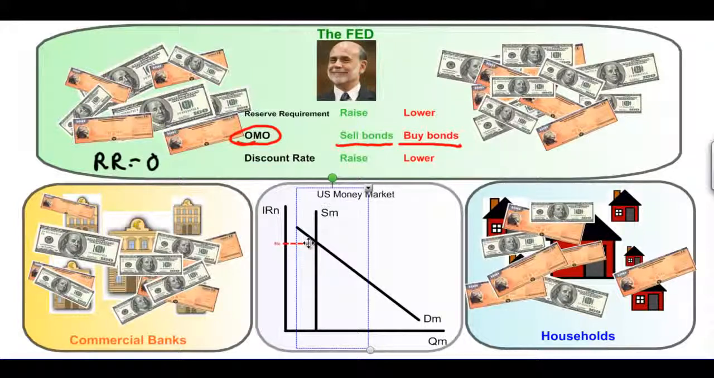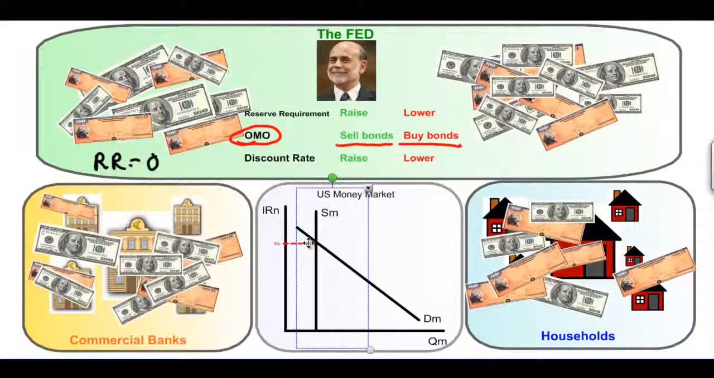If the Federal Reserve wishes to increase the money supply, they will buy bonds. As we see, bonds will be sent to the Fed, money will be put in commercial banks, money will be given to households in exchange for bonds, and the supply of money increases, causing the interest rate in the economy to fall.